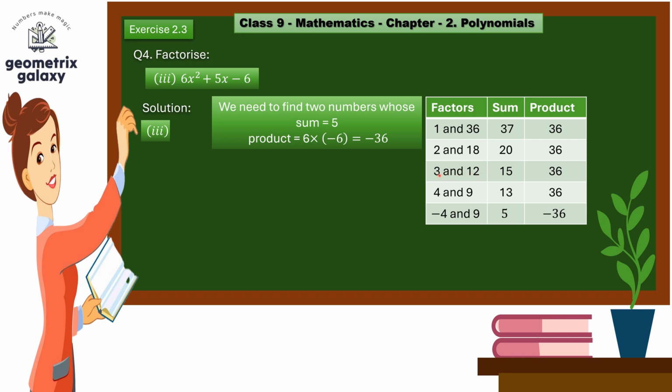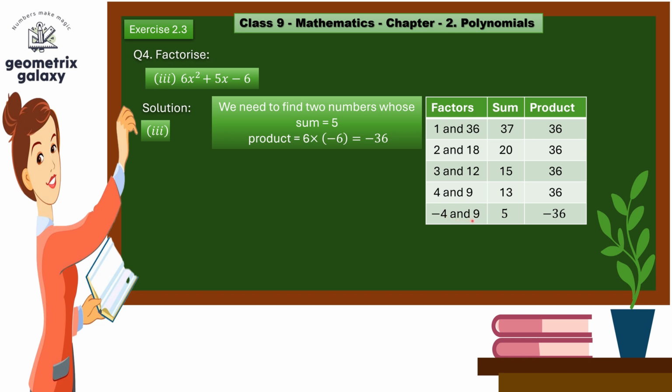3 12s are 36, but 3 plus 12 is 15. So we will check with another pair of factors, 4 and 9. 4 9s are 36, but 4 plus 9 is equal to 13. But the coefficient of our middle term is only 5. So I can check with minus 4 and 9.